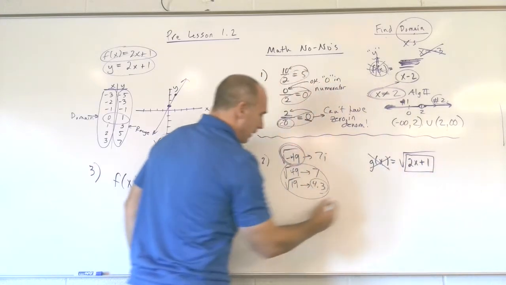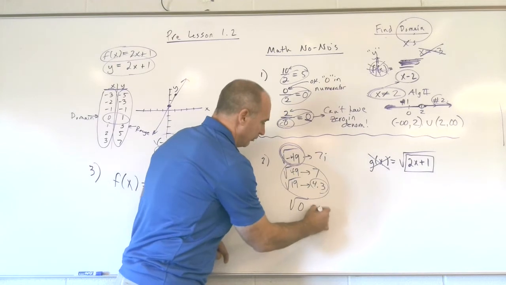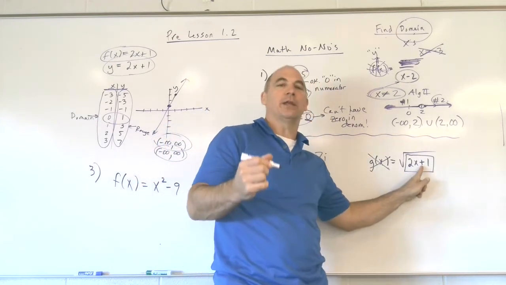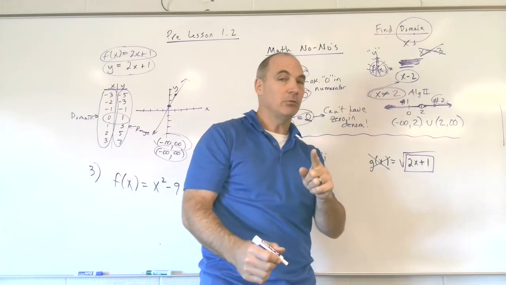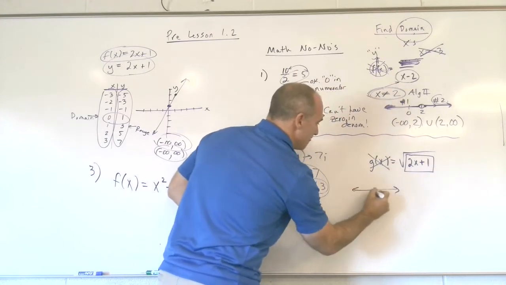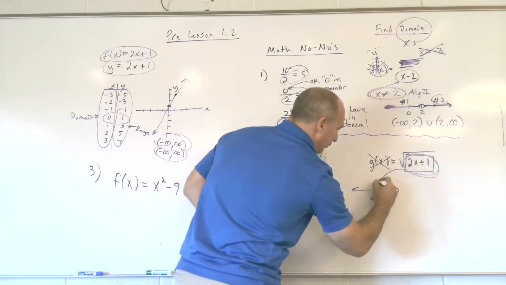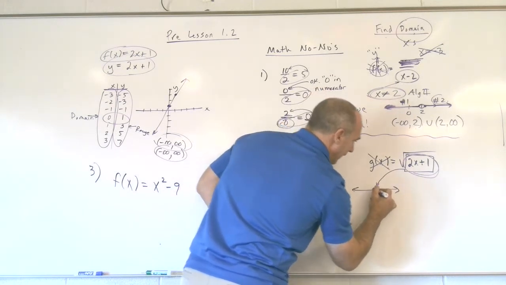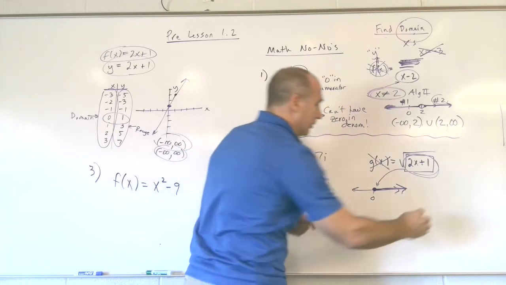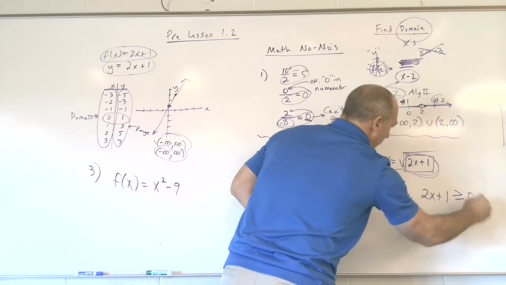Well, let me also throw this one at you. Square root of 0. What's the square root of 0? 0. So instead of talking about what this can't be, let's talk about what it can be. It can be 0 or anything positive. So if I look at this on a number line, I'm saying this stuff can equal 0, so I'm going to fill that in, and anything to the right. How do I say that mathematically? Here it comes. 2x plus 1 can be greater than or equal to 0.